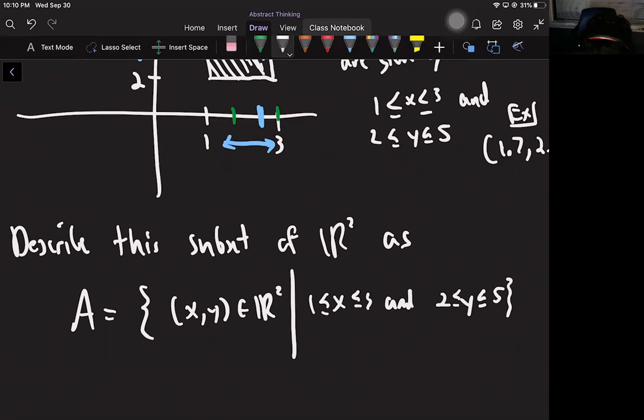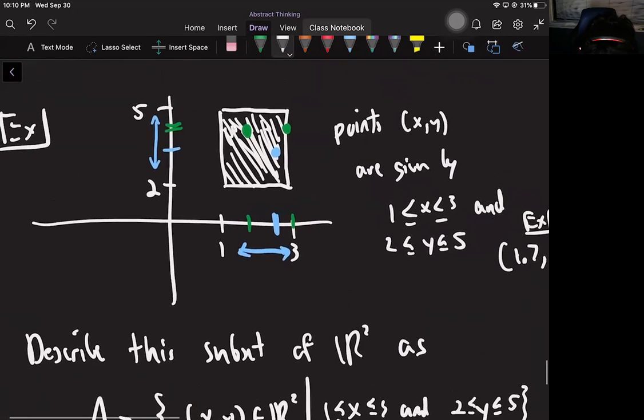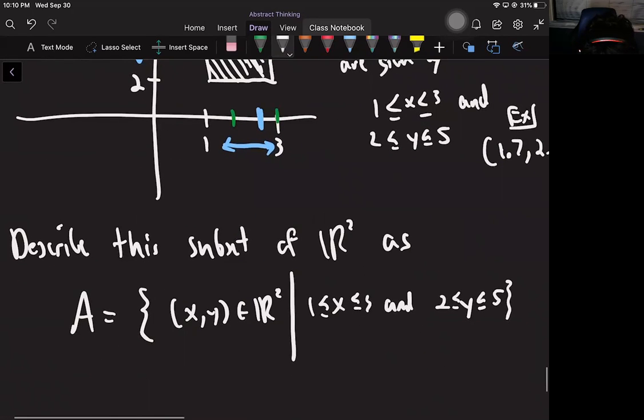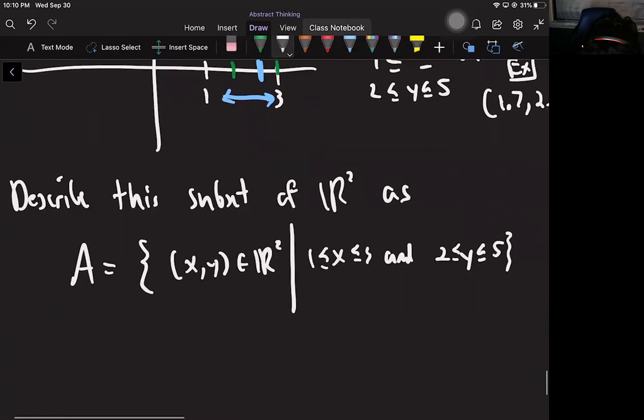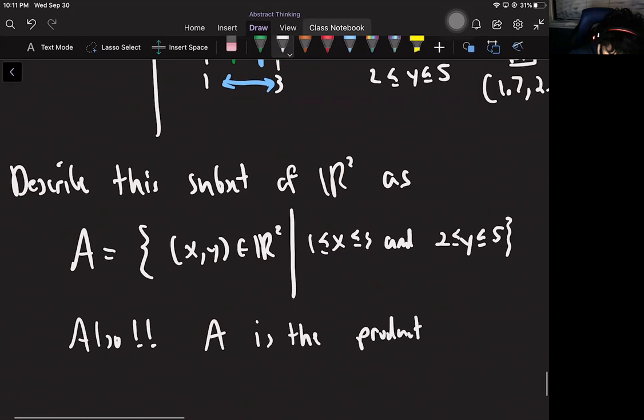So if you look at all possible xy coordinates that obey these two properties, you'll get this rectangle. And if the property is not obeyed, you'll get points outside of the rectangle. But also, this is the more interesting part, A is the product of two sets. And this will always work for rectangles that you draw.